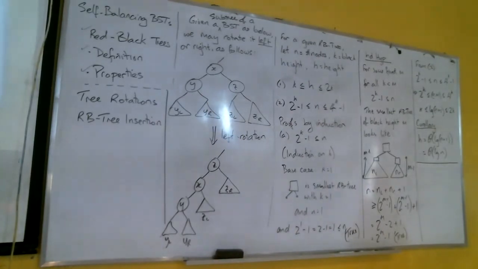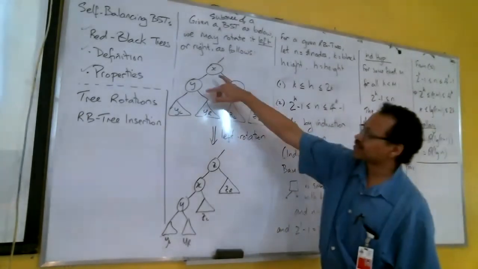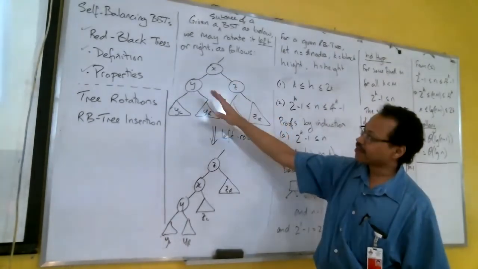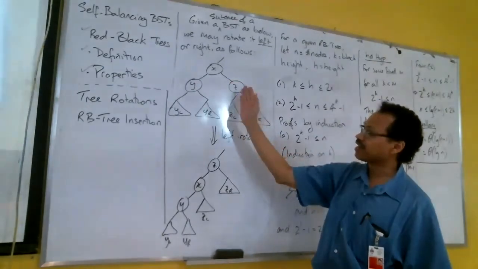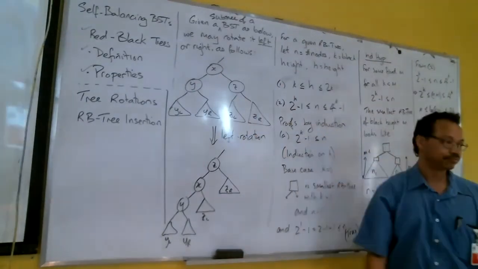Can you guess what a right rotation might look like? Yeah, it's symmetric, right? So Y is going to come up, and Y's right child is going to get orphaned, and is going to get inherited by X on the left side.